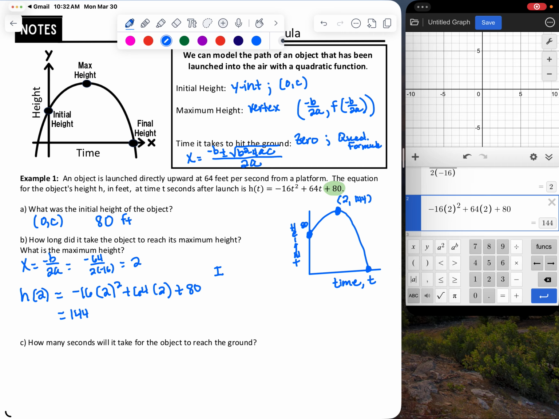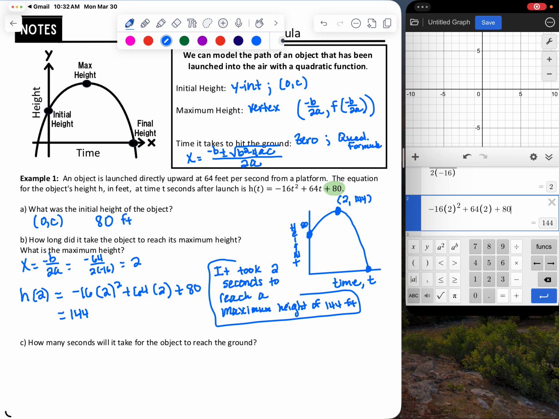It took 2 seconds to reach a maximum height of 144 feet.